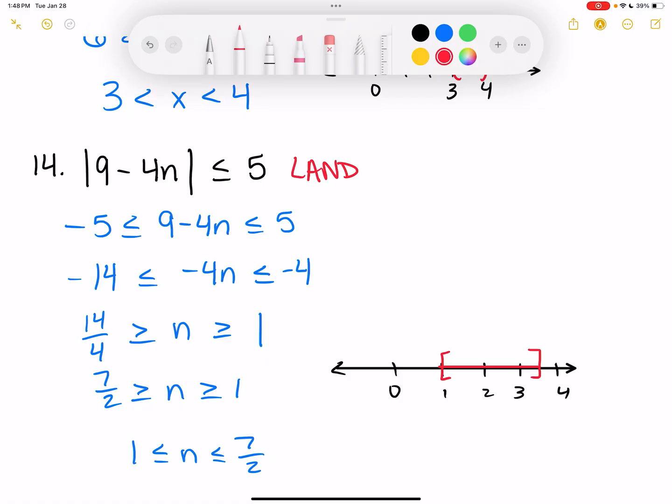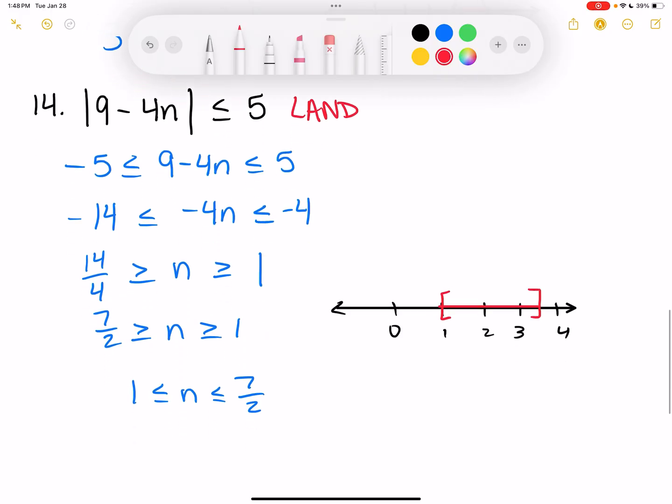Do you have to? Yes. Okay, so setup was good. We subtracted 9 everywhere. Then we divided by negative 4. When we do that, we've got to flip those inequalities, so they went from being less thans to being greater thans.